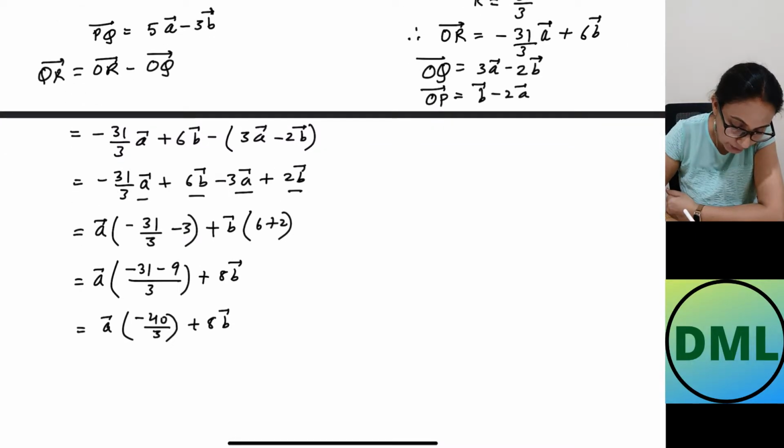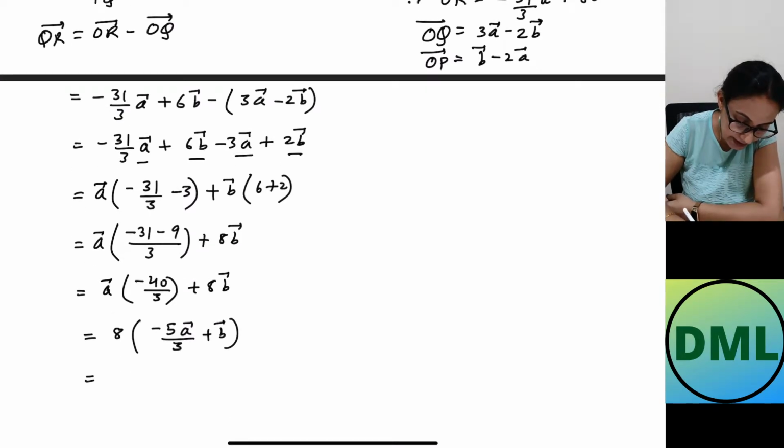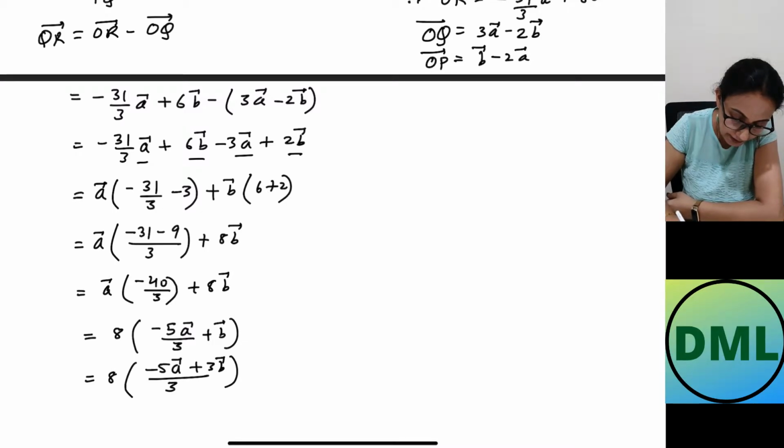So what I'm going to do here, I'm going to take out 8 as a common factor. So you are left with minus 5A over 3 plus B. Now let's take the LCM again here inside the bracket. So it will be 3 here minus 5A plus 3B.